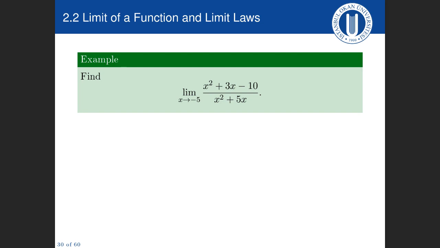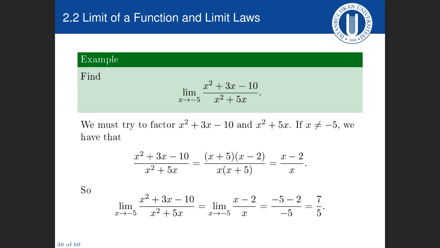Here's another example. Find the limit as x tends to minus 5 of x squared plus 3x minus 10 divided by x squared plus 5x. I can't just replace x by minus 5 because then I would get 0 on the bottom. So we need to factorize them. It's okay for us to assume that x is not equal to minus 5 because we're doing limits. We can factorize our function to x plus 5, x minus 2 divided by x, x plus 5, cancel the x plus 5s, and we're just left with x minus 2 over x. And at that point, we can replace every x by minus 5 to get our answer.